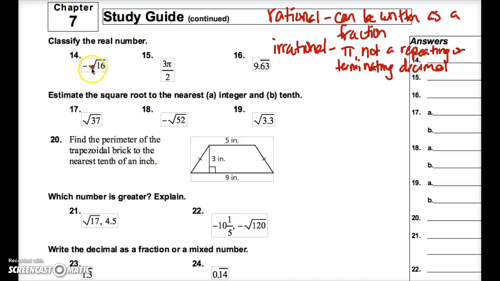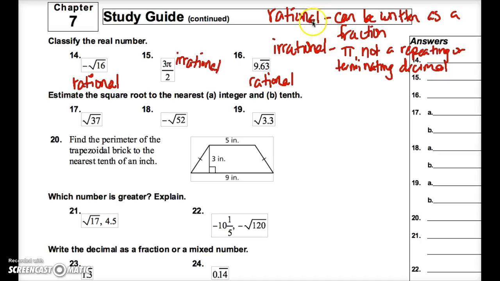Okay, so 14, negative square root of 16. Well, the square root of 16 is 4. So negative 4, that would be rational. Okay, 15 says 3 pi over 2. Now I know it looks like a fraction, so you may automatically think rational, but the fact that it has a pi in it, pi is irrational. So that would make this irrational. And then 16, 9.63, that's repeating. The fact that it's repeating would make it a rational number.